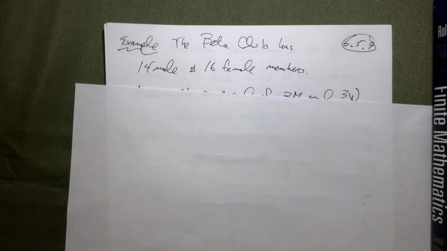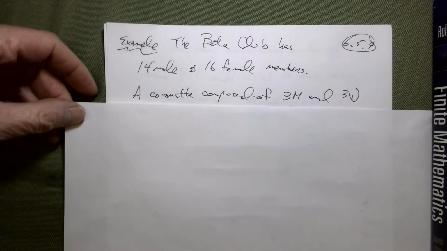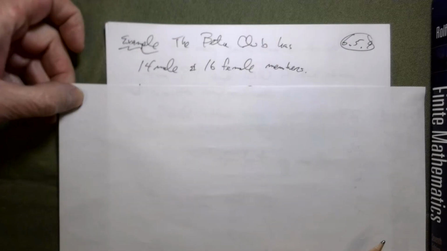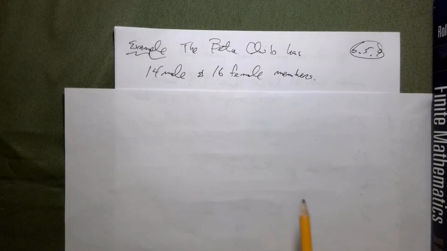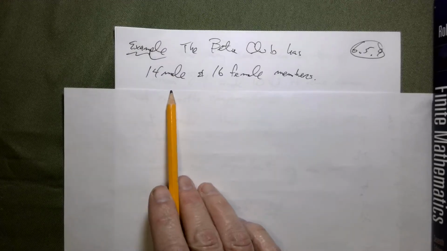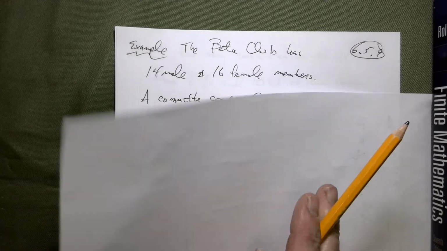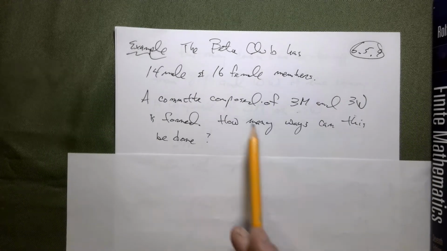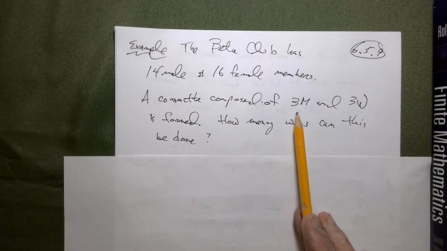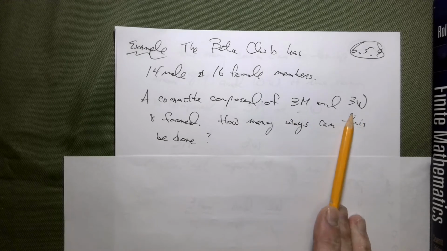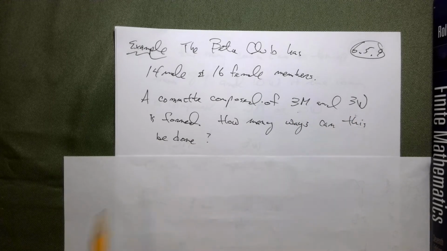Okay, let's take another couple of examples. Now these are going to get a little bit more complicated. You really have to pay attention to what's going on. So the Beta Club has 14 males, 16 female members. A committee is going to be comprised of 3 men and 3 women. How many ways can this be done?